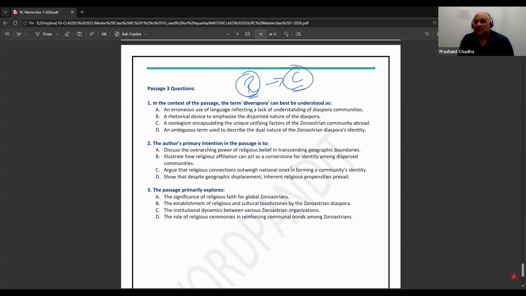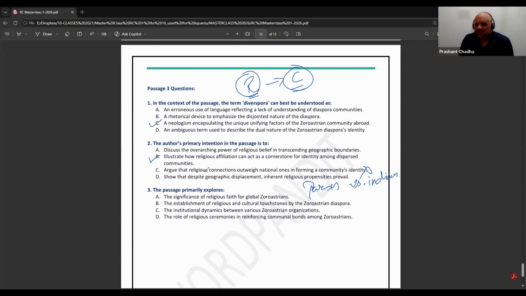Argue that religious connections outweigh national ones in forming a community's identity. There is no such comparison. It does not pit Parsis versus Indians, right? There is no comparison that she's doing. Show that despite geographic displacement, inherent religious propensities prevail. This would mean that despite geographic displacement, religious propensities, which means religious identities, the direction in which they want to go, they prevail. So this would actually be going in the opposite direction again, right? Hence, correct answer option number B.